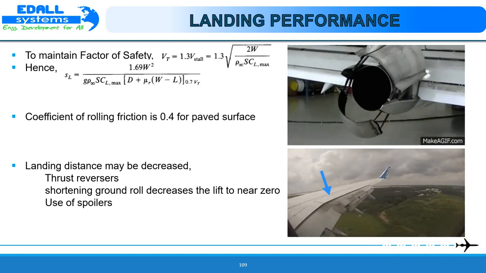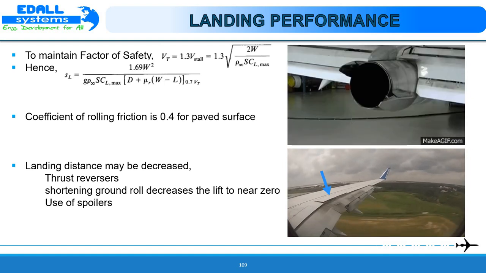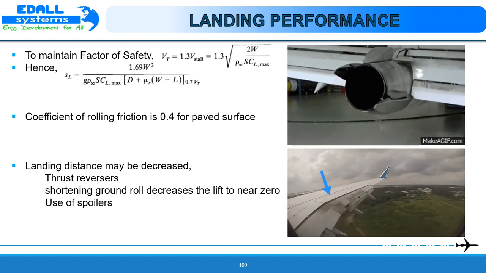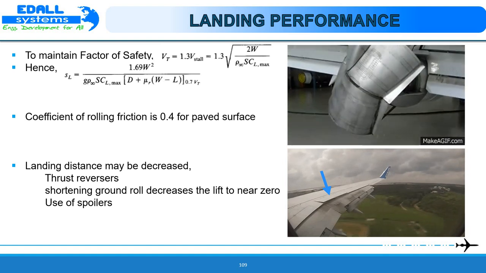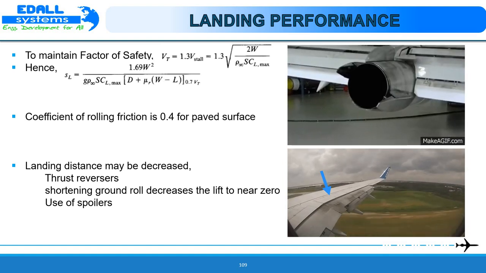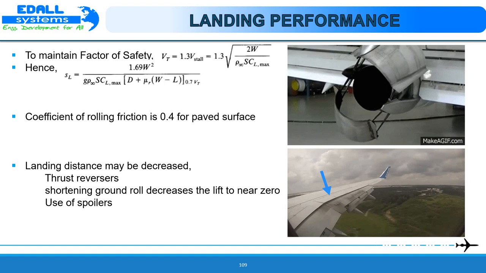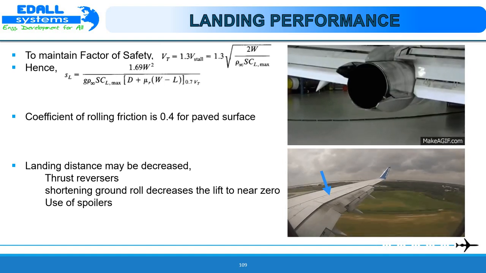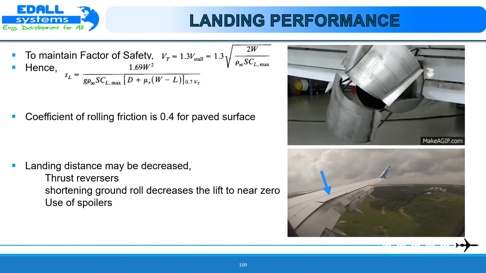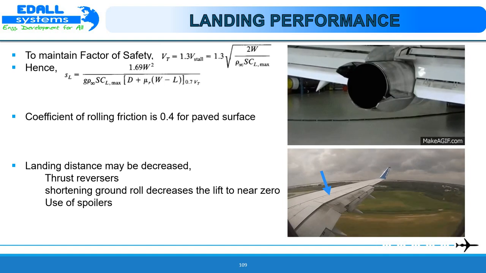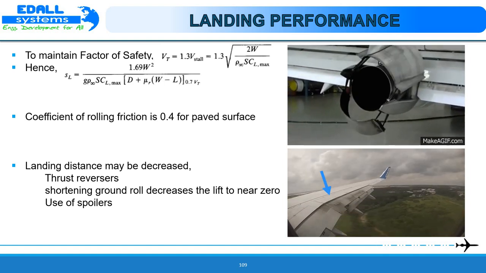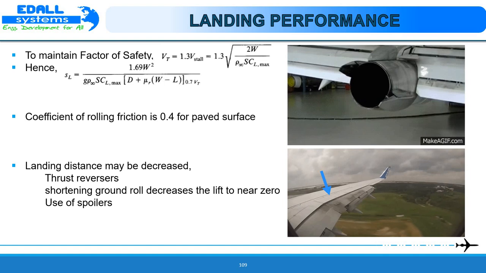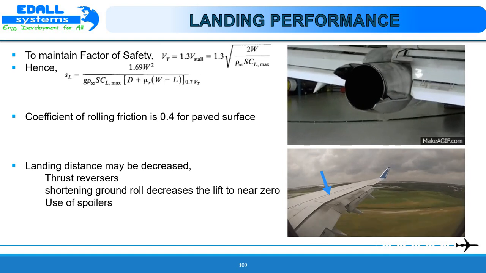Another way to shorten the ground roll is to decrease the lift to near zero, hence impose the full weight of the aeroplane between the tires and the ground and increase the resistant force due to friction. The lift on an aeroplane wing can be destroyed by spoilers, which are simply long narrow surfaces along the span of the wing deflected directly into the flow, thus causing massive flow separation and a striking decrease in lift.